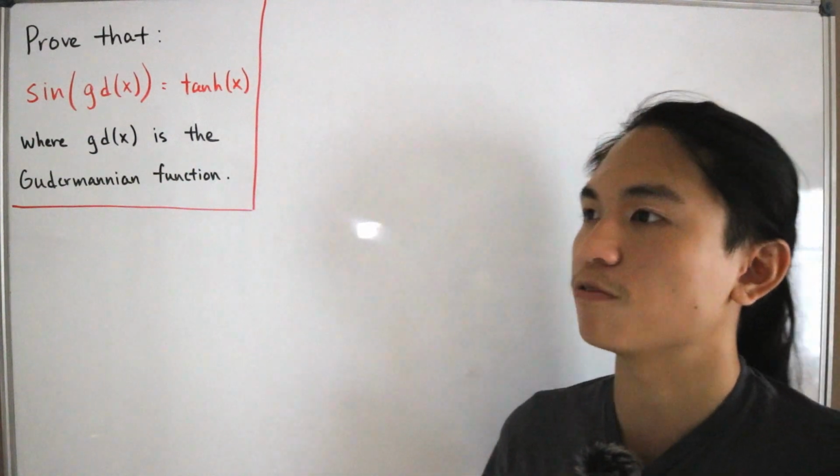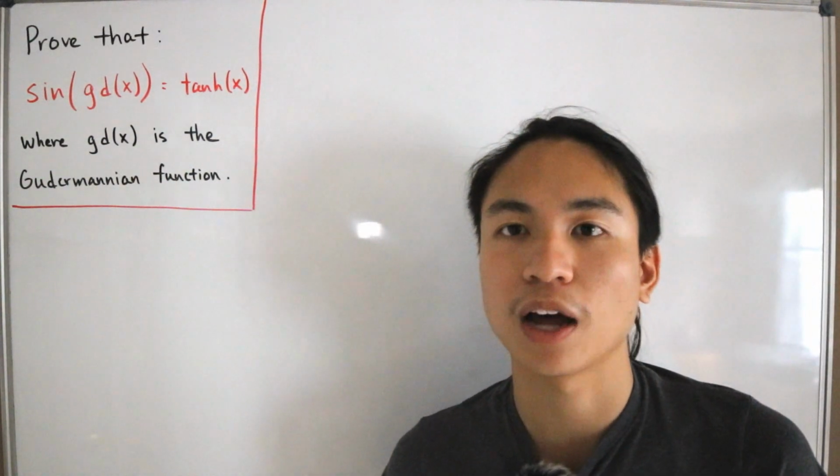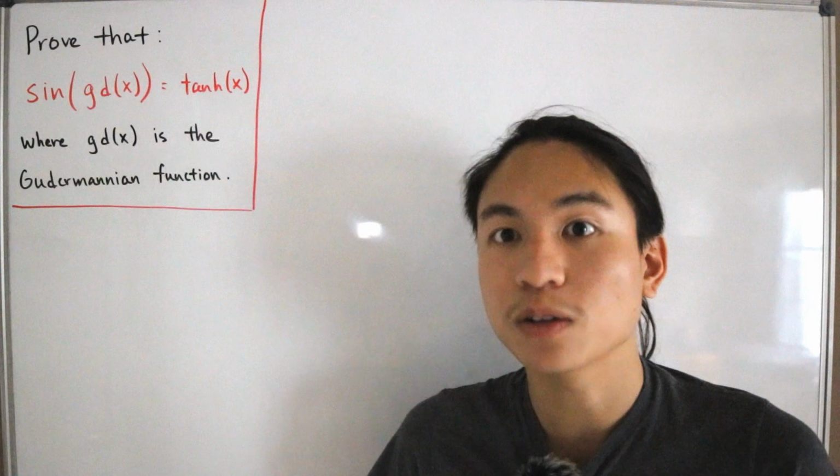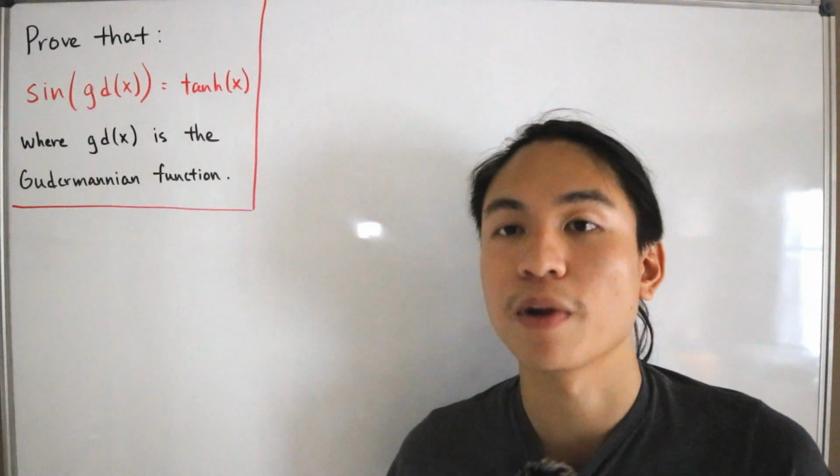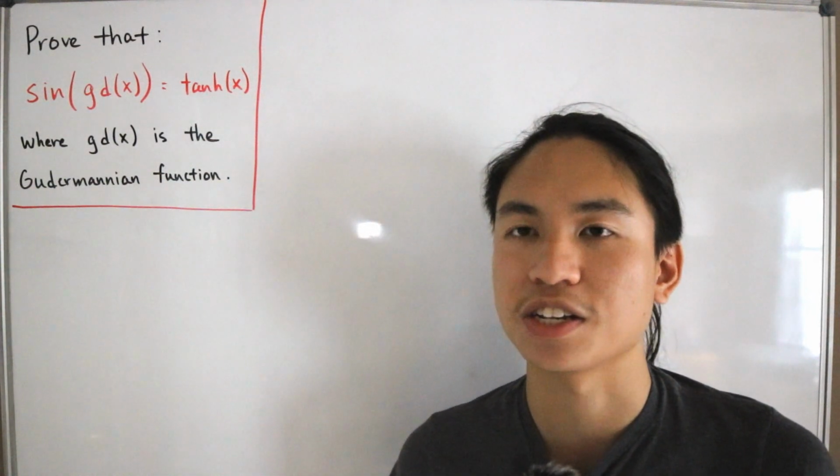So it was also discovered in the 1760s by Johann Lambert, but actually was given the name the Gudermannian function by Christoph Gudermann in the 1860s.